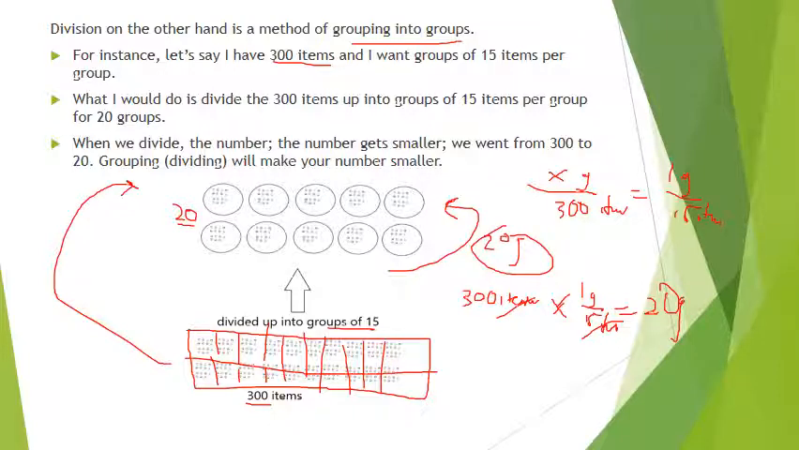So you have 3 methods to do this. You have one that does groups, where you divide up into groups, then dimensional analysis, and then ratios. I kind of like this method here because it makes intuitive sense to me. I have 300 items and I'm dividing them up into groups of 15, and then I end up with 20 groups.